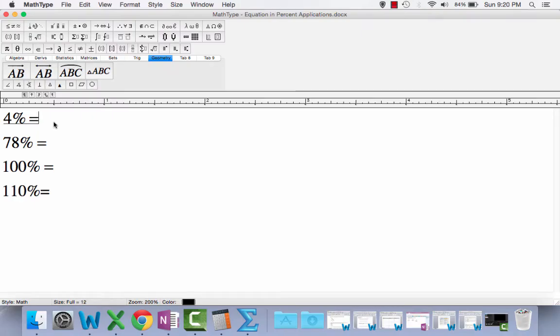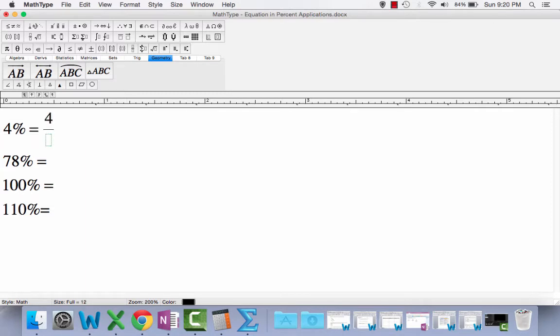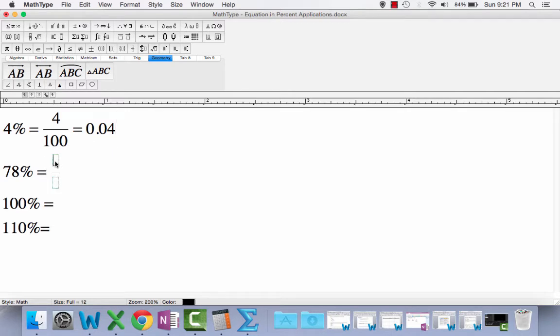So as we define, percentage is a number out of 100. So 4% would be 4 out of 100, or as a decimal, we would write that as 0.04 because that's in the hundredths place. This number is always going to end at 2 decimal places to the right of the decimal point. So 78% would be 78 out of 100, which would equal 0.78.